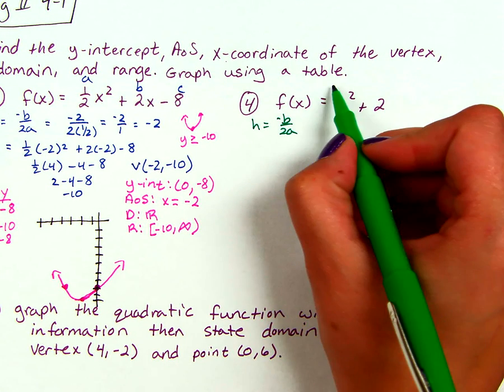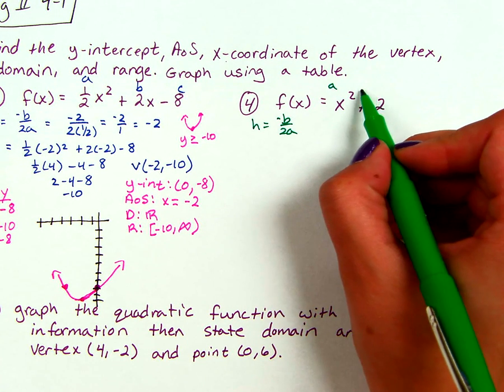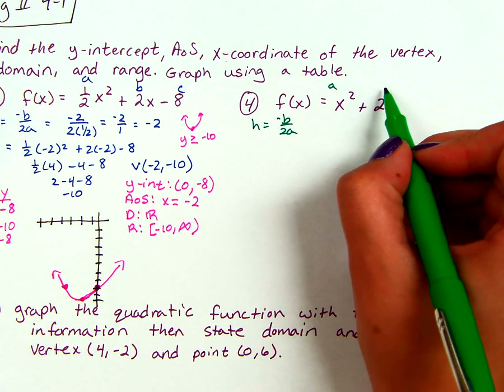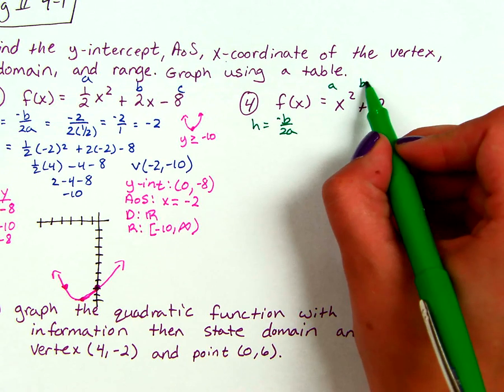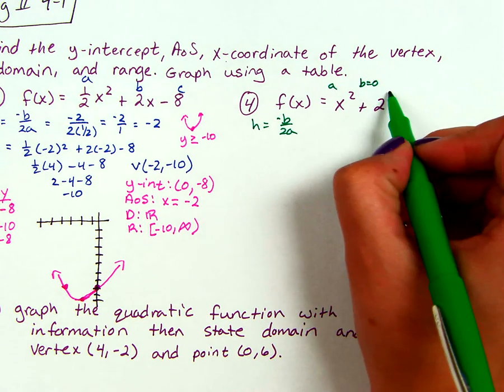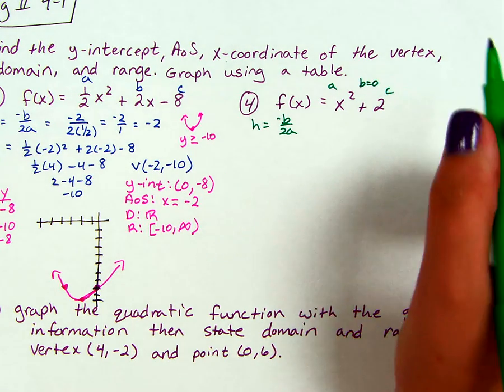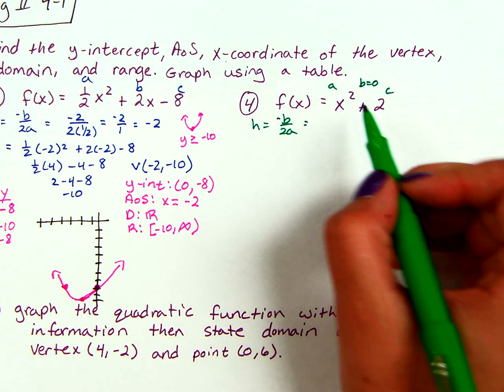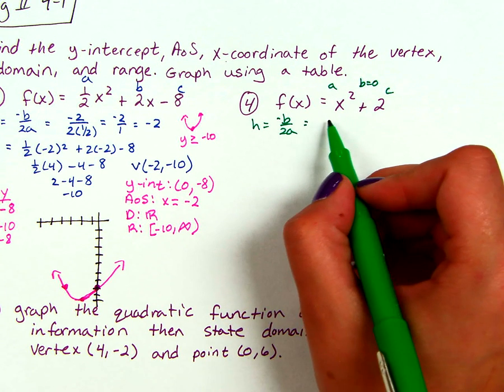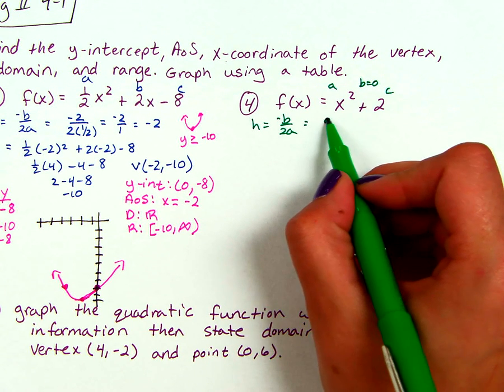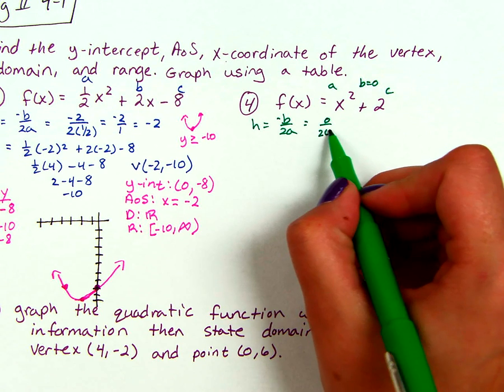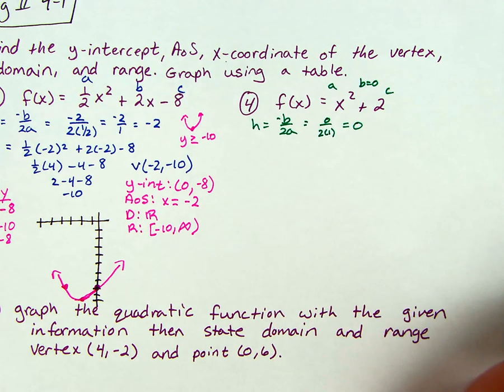So the number in front of our squared is a. b is with our x, so we don't actually have a b this time. So b is going to have to be 0. And then our c is the constant. So that means that we are taking 0 divided by 2 times 1, which is just going to give us 0.